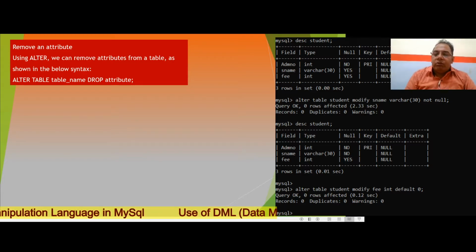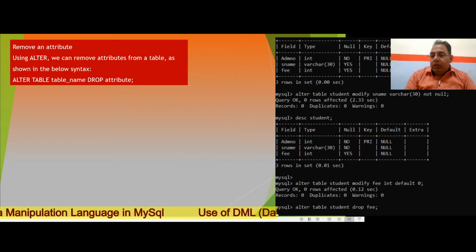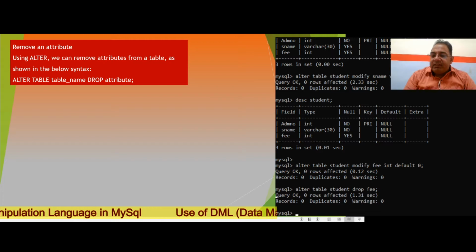Yesterday we also did the same command to delete or drop an attribute from the table. We just write ALTER TABLE, then the name of the table, then DROP, then give the attribute name. Suppose here I want to delete fee from my table, I just write DROP fee and then press enter. Now the column fee is deleted or dropped from my table.